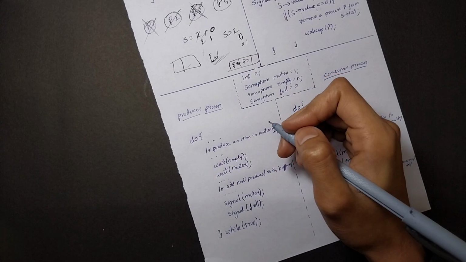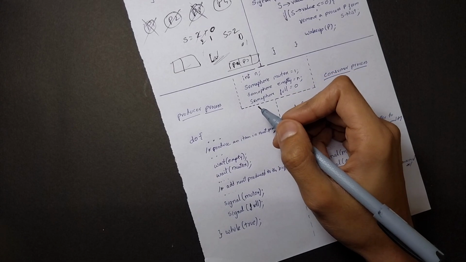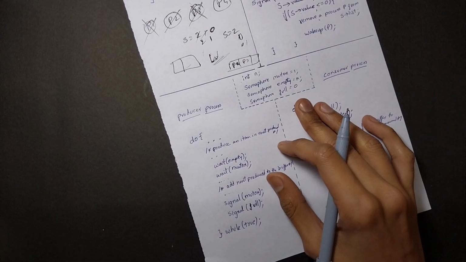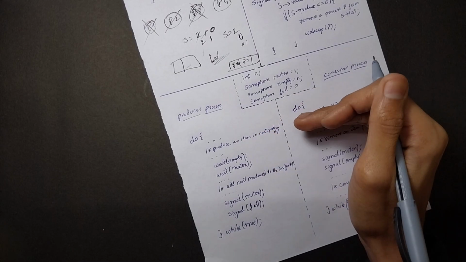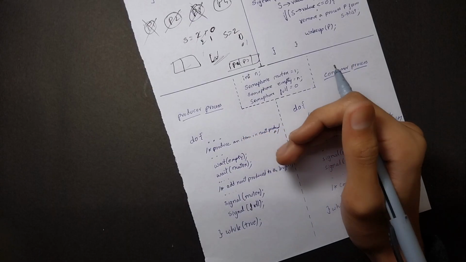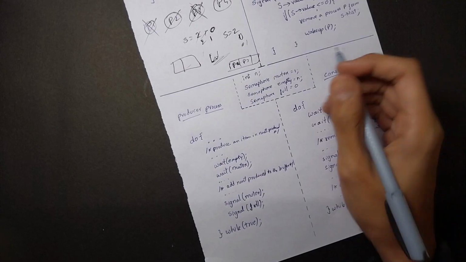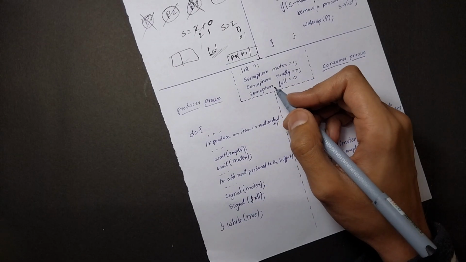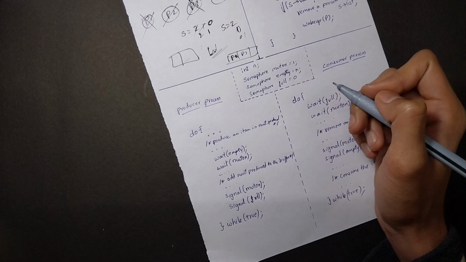Now let us understand some classical problems of synchronization. There are three problems. One is producer consumer, one is reader and writer, and the final one is the dining philosopher solution. So let us understand the producer and consumer process.